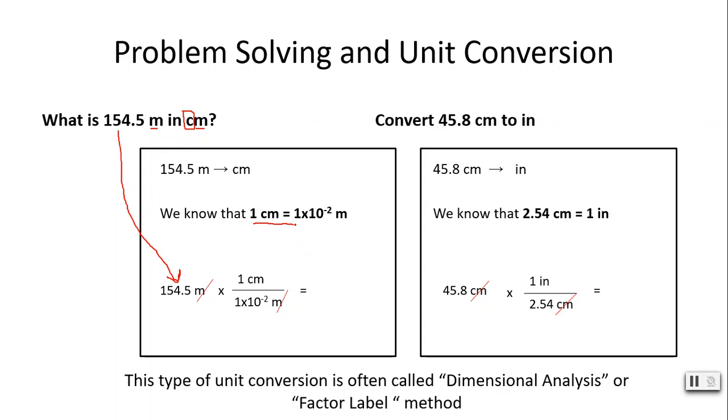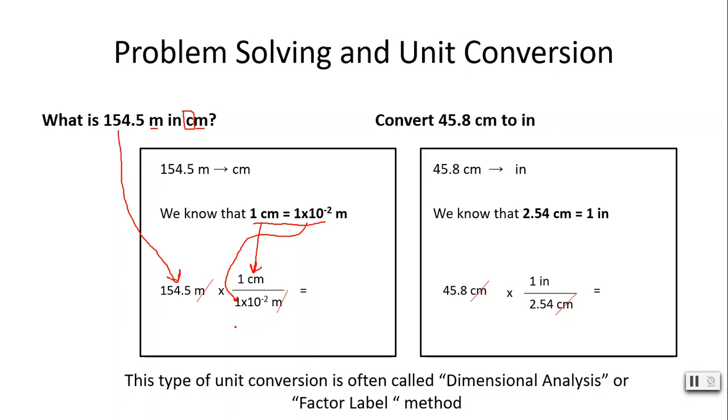I write down that conversion factor in the form of a fraction, and I write it so that my meter unit is on the bottom because I want that unit to cancel with my meter unit that's in my given. I write the unit that I'm looking for, which is centimeters, in the numerator. And so doing that, I can see that my meter units cancel.